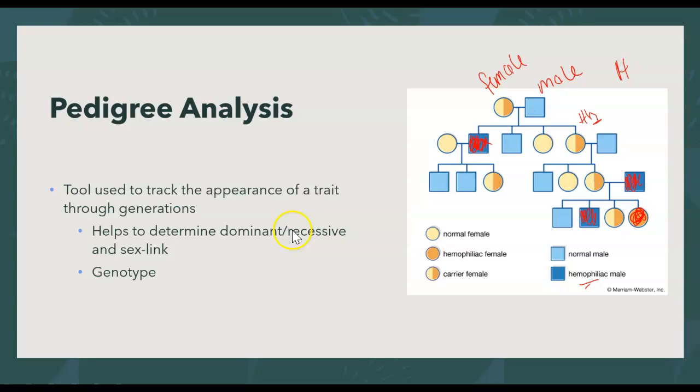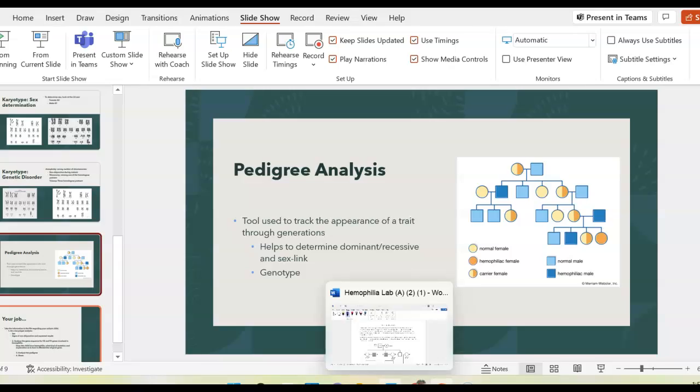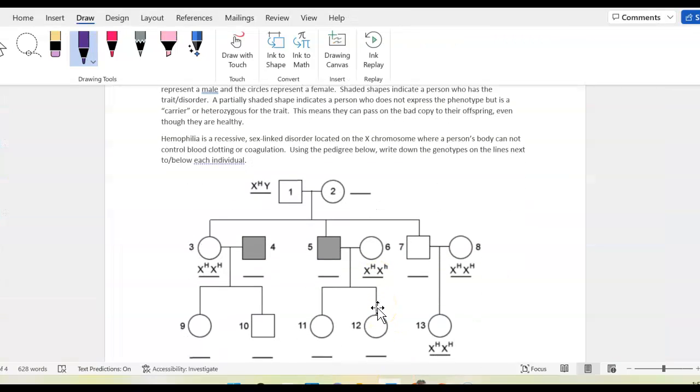We use pedigrees to help determine whether or not a gene is dominant or recessive, whether or not it's sex-linked, and we can also use it to make predictions about genotypes. So if you go back to this assignment here, here's how this is going to work. I'll kind of get you started, okay? We know that hemophilia is a recessive sex-linked disorder, okay? We can start with this male right here.